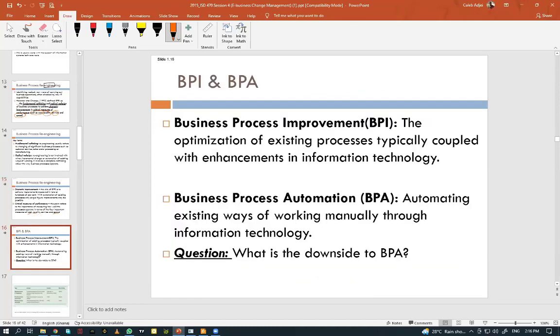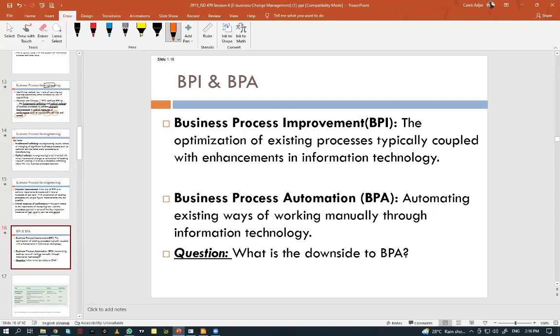So business process improvement is also the optimization of existing processes, typically coupled with enhancements in information technology. Then we also have what we call business process automation. That is automating existing ways of working manually through information technology. Like I showed you, there is, what do you call it? How do you call these people?